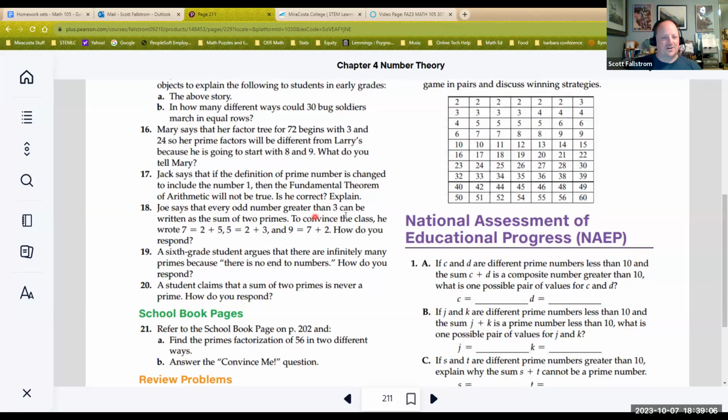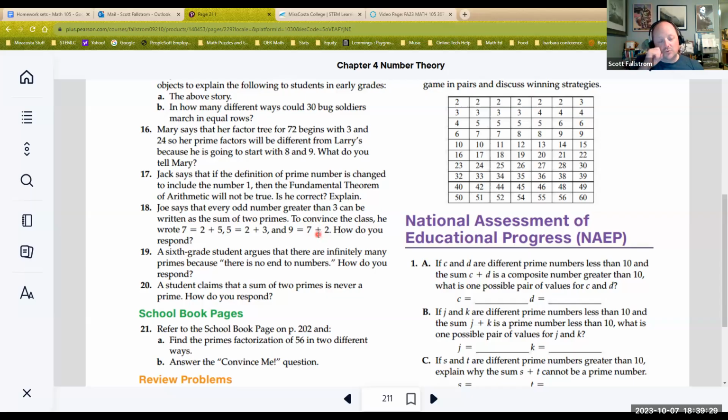Lastly, Joe says every odd number greater than 3 can be written as the sum of 2 primes. Oh, interesting. Okay. To convince the class, he wrote 7 equals 2 plus 5. That makes sense. 2 primes. 5 equals 2 plus 3. 9 equals 7 plus 2. So again, it's the sum of 2 primes.